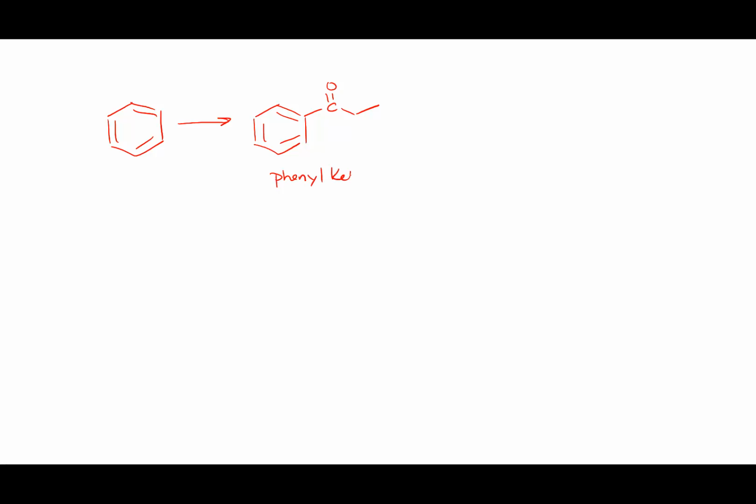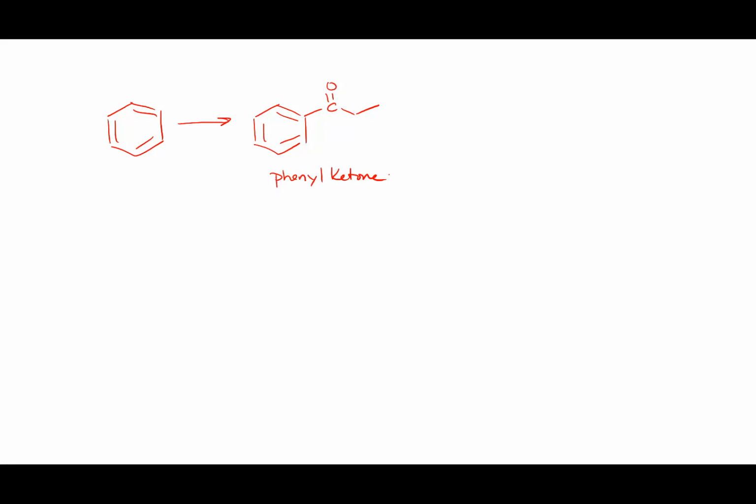Now, in terms of the terminology, benzene is C6H6. When you have a benzene ring that's a substituent, we call it a phenyl group. And so this would be called a phenyl ketone because one of the groups that's attached to the carbonyl is a benzene ring. Now, we'll talk about the reaction to make this on Friday. It's called Friedel-Crafts acylation.